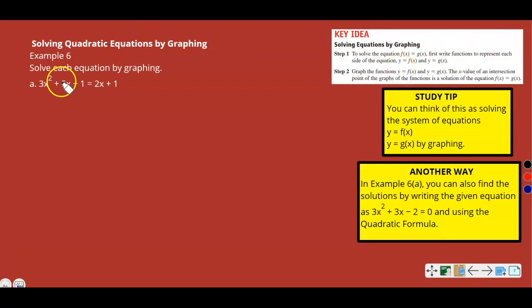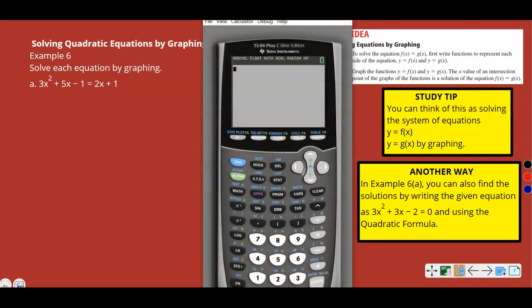So we're going to have y equals the left side and y equals the right side. And that gives us our 2 equations. And then we graph it and find the intersection point just like we do for any other problem. So then it says step 2, graph the functions. And the x value of the intersection points is the solution. So again, we're looking for the x values.